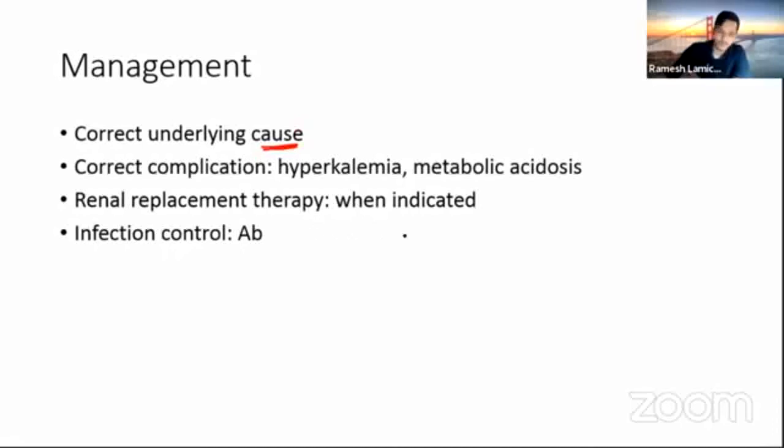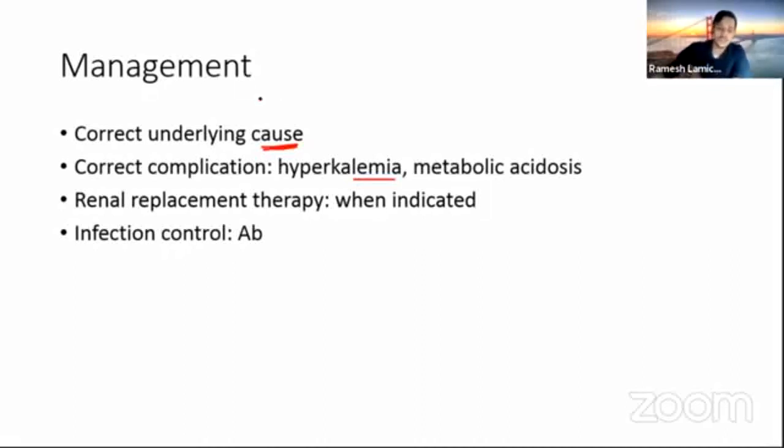Hyperkalemia jonno amra jani calcium gluconate dibo, insulin egula ase, amra beta 2 agonist egula hocche ki, amra hyperkalemia jonno alada treatment korbo. Ar hocche metabolic acidosis jonno sodium bicarbonate dibo, right? And the renal replacement therapy dibo whenever the patient needs. And another one is infection control korbo amra antibiotic diye.